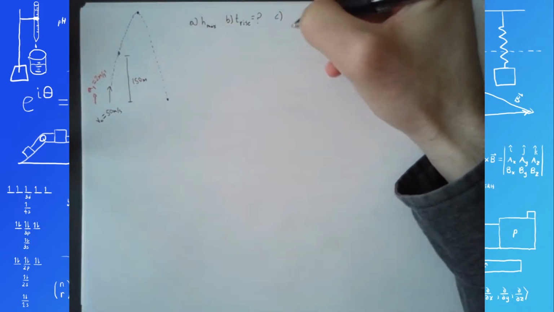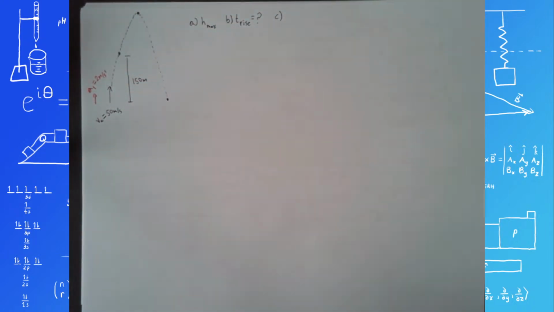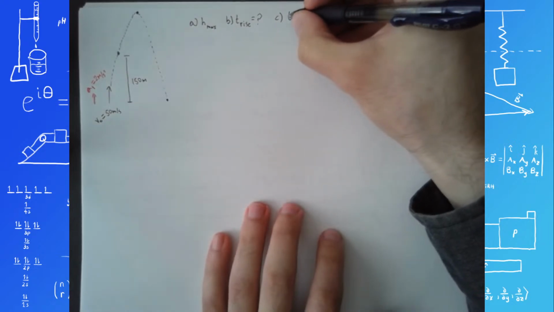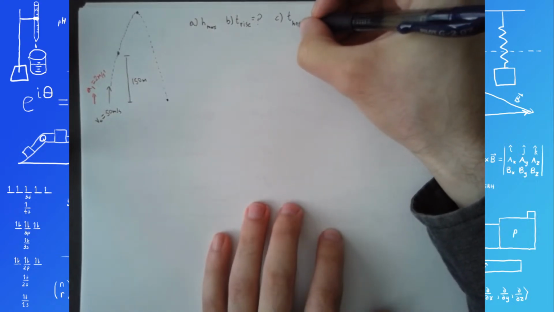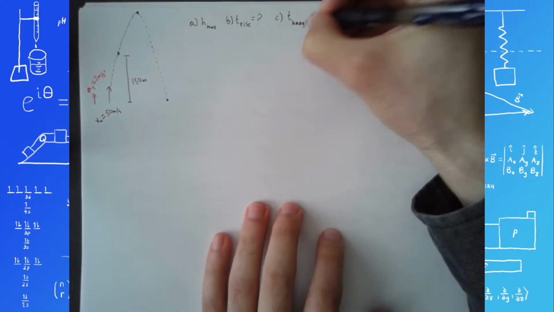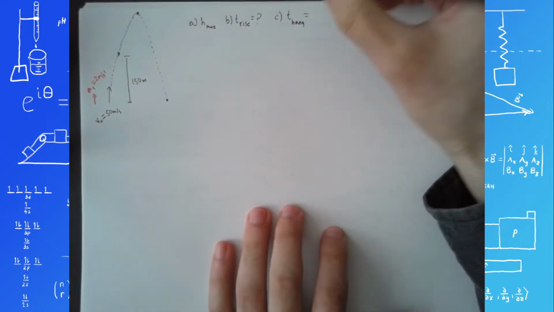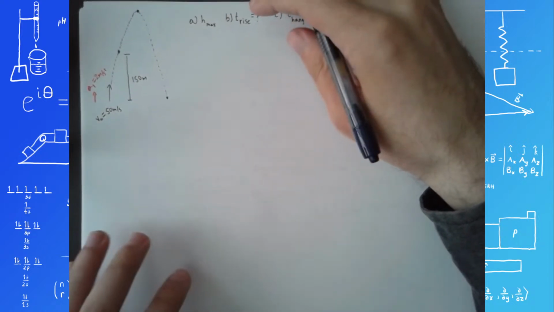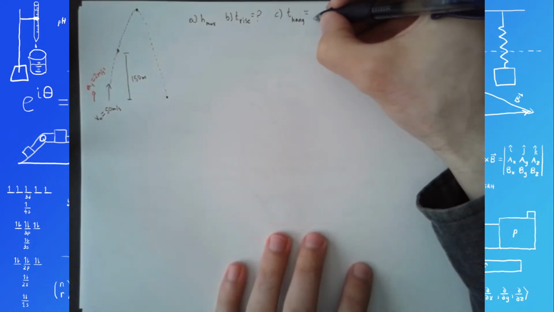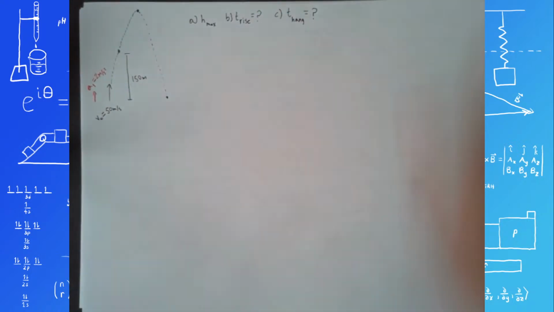And part C, how long is the rocket in the air? So that's what we called the hang time from last week. Hang time, total time that an object is in the air. Those are the 3 things we are tasked with finding.